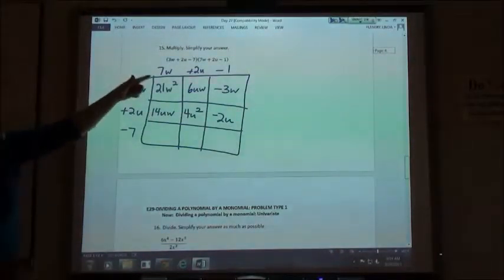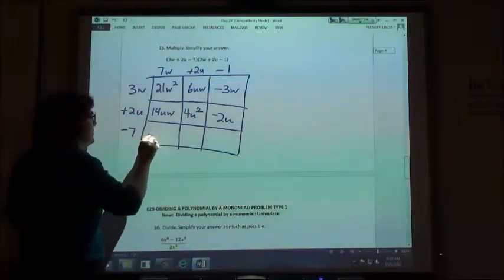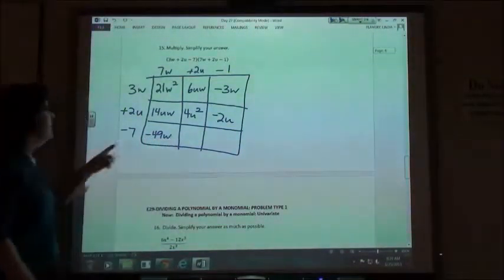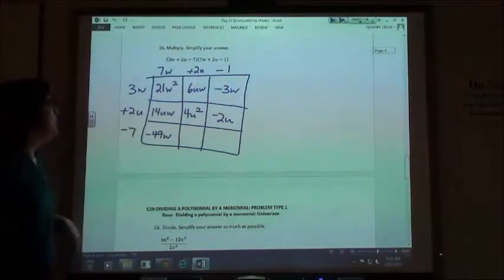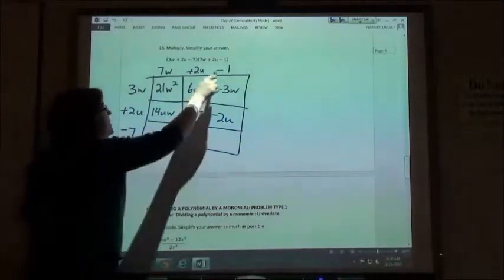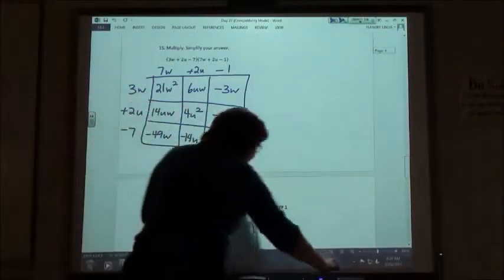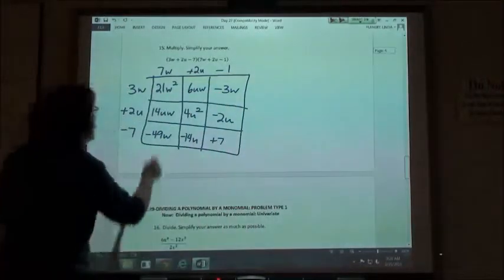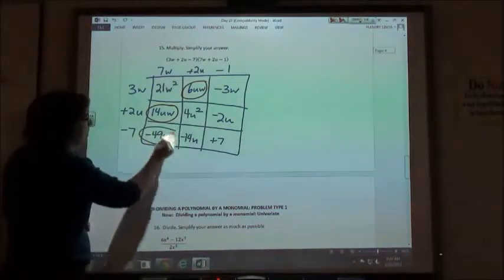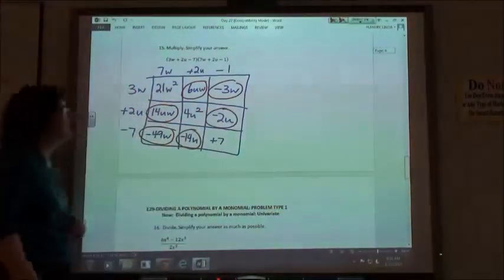And then my negative 7 times each of those, so negative 7 times 7w, negative 49w. Negative 7 times 2u, negative 14u. And then negative 7 times negative 1, positive 7. And so looking for my like terms there, I've got uw's that can go together, I've got plain w's that go together, and I've got u's that go together.